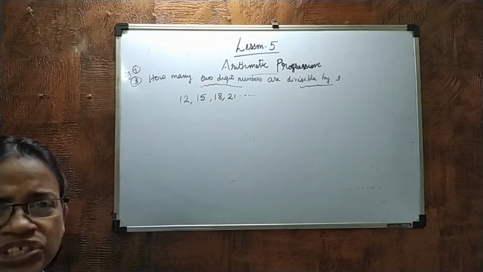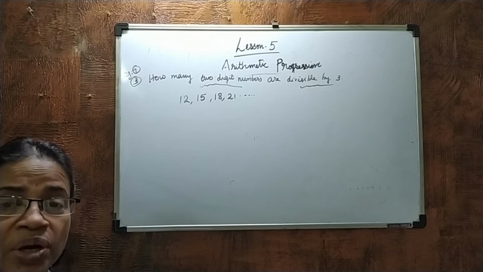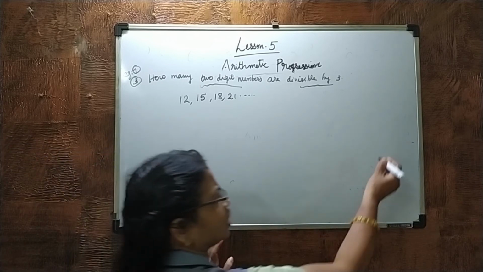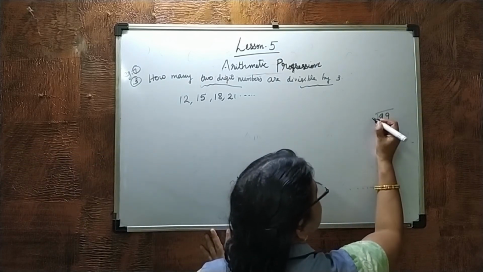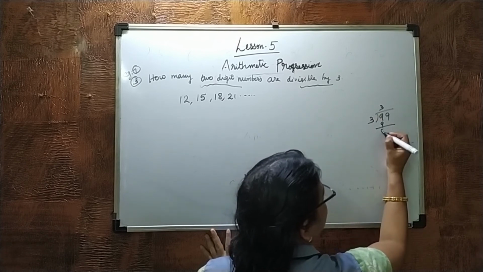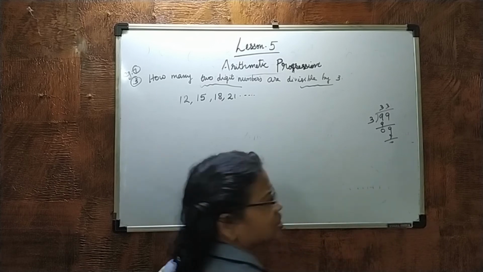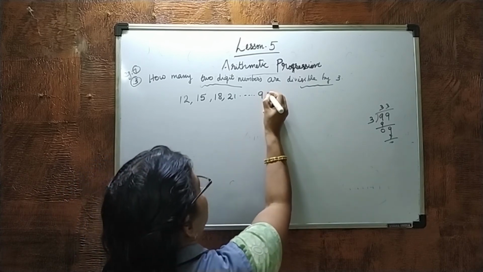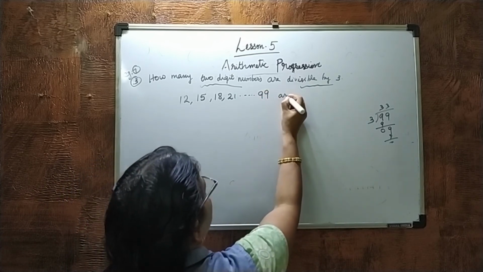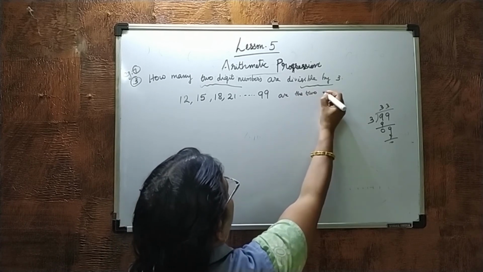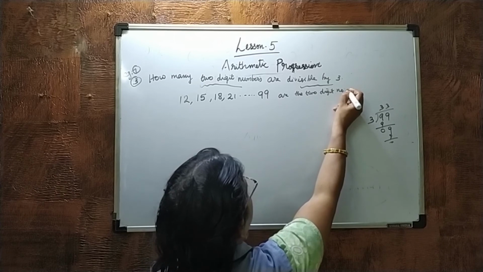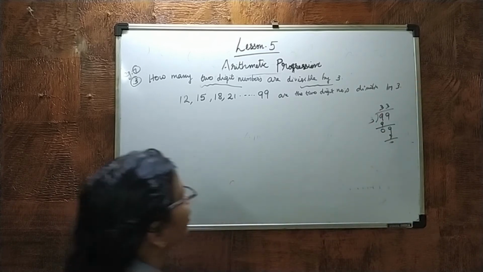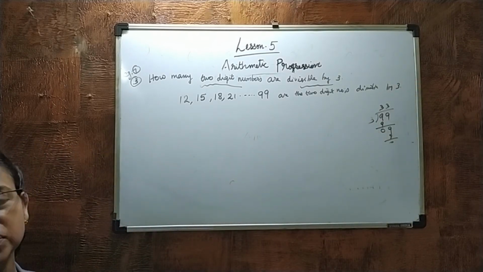Then one more: can you find the last 2-digit number which is divisible by 3? The last 2-digit number is 99. Is it divisible by 3? You can check whether you get the remainder as 0. 3 3s are 9, again 9, 3 3s are 9. You will get the answer. That means 99 is the last 2-digit number which is divisible by 3. So these are the 2-digit numbers divisible by 3. Now from here you have to find out how many numbers, 2-digit numbers, there are.